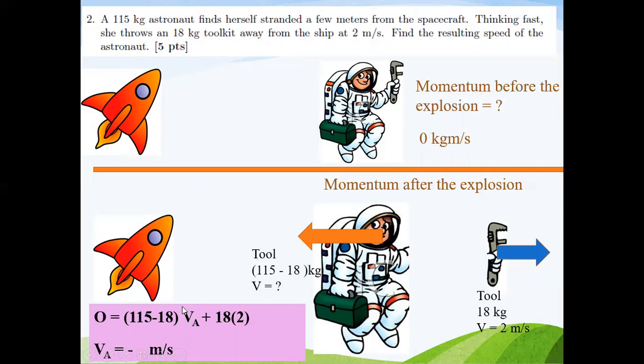That's unknown. That's what we are solving for. Plus the momentum of the tool. So it will be 18 times 2. Remember your units. It's mass, kilograms, and the velocity measured in meters per second. So it will be kilograms meters per second, right?